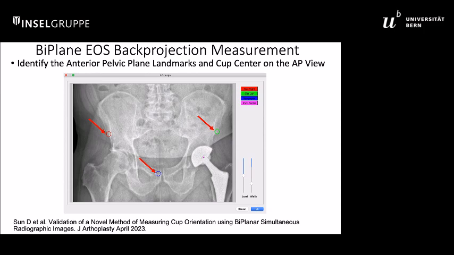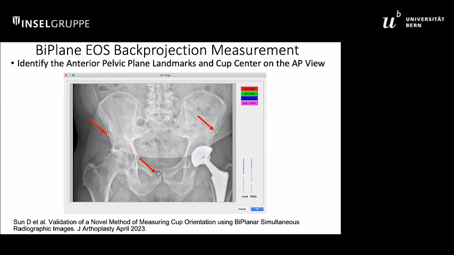Is it accurate? Last year we developed a method and validated it for measuring cup position based on biplane EOS back projection. Classically, you could do a post-op CT. There's no clinical indication for that. You can do 2D-3D matching, which we've done for about 15 years, but it's a lot of work, and it has to have a pre-op CT in order to do that.